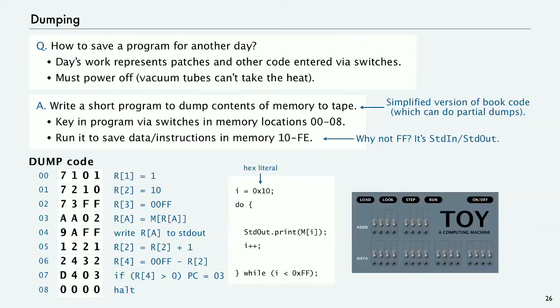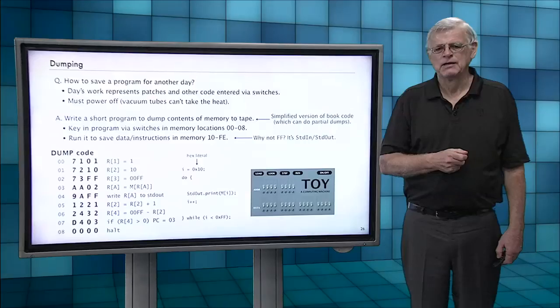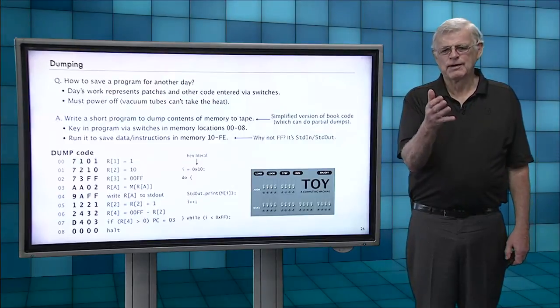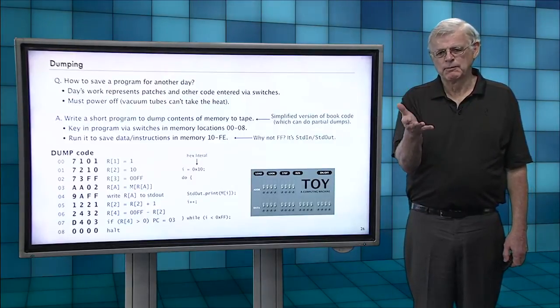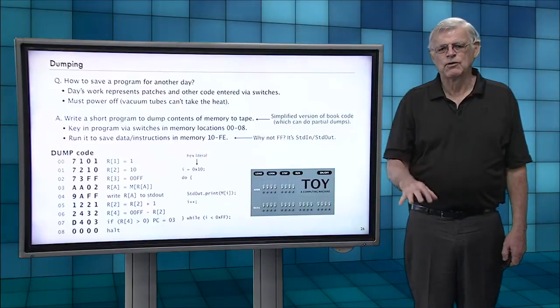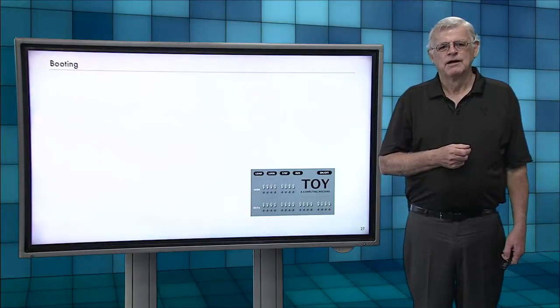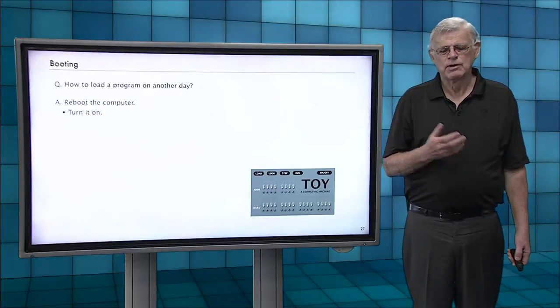This pseudocode uses 0x10, that's a hex literal in Java code that maybe we haven't used, but we will use a little bit later on. And 0xFF is also used in the pseudocode. So that's dumping, a small program that we can implement, that we can put in the switches to save the whole contents of memory. And then the next day, we reboot the computer.